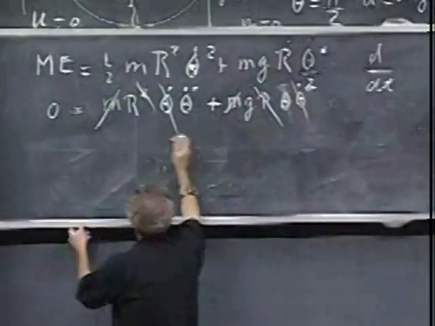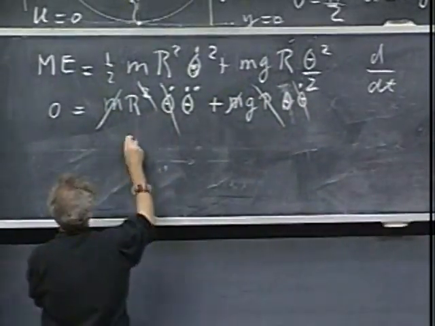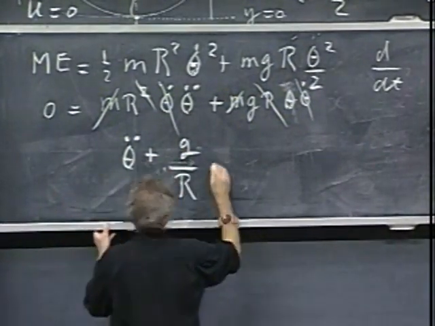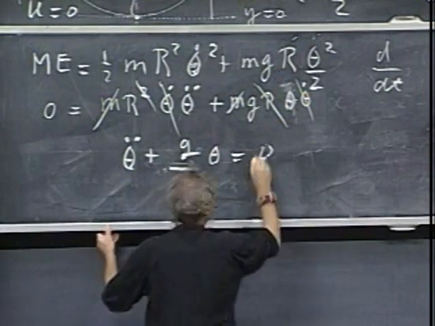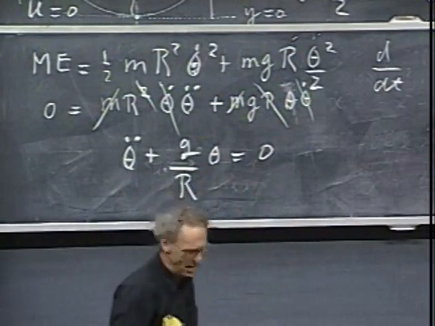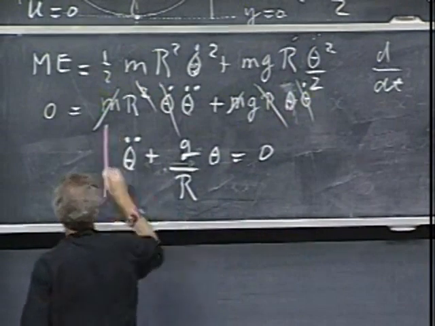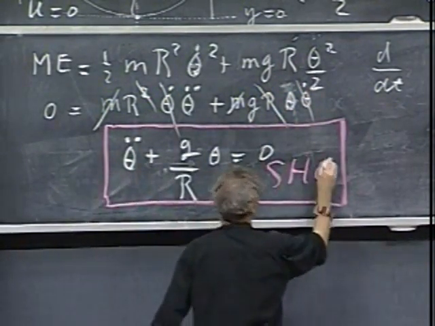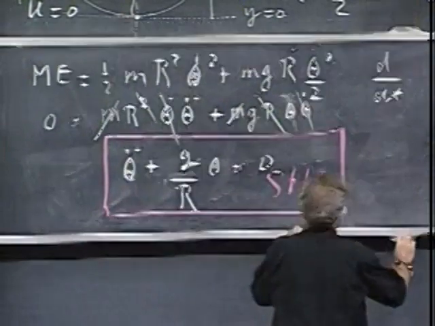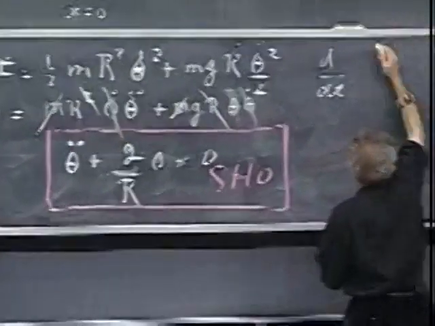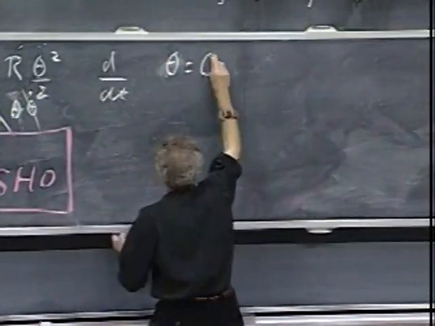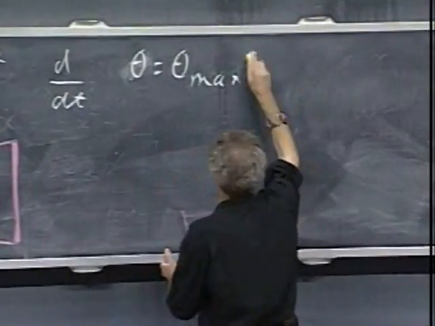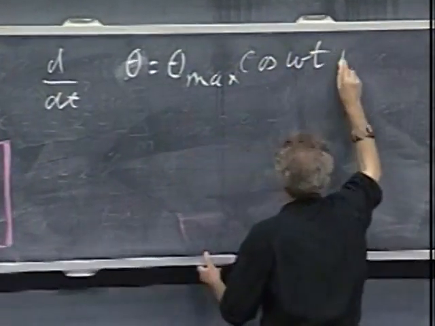And what do I find? That theta double dot plus g over r times theta equals 0. And I couldn't be happier, because this tells me that the motion is that of a simple harmonic oscillation. And the solution is theta equals some maximum angle for theta, the amplitude in angle, times the cosine of omega t plus phi.